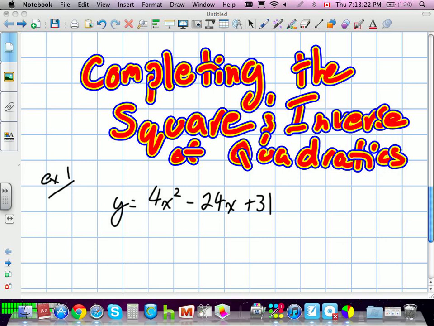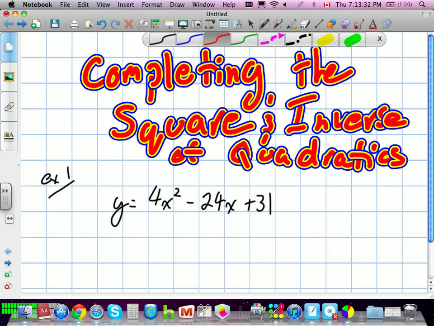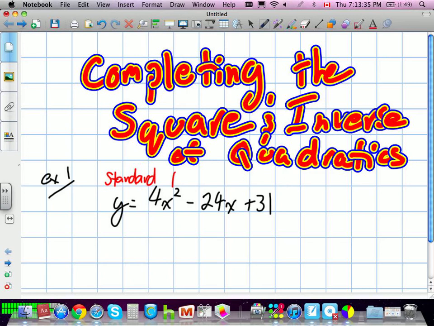Okay, so we're going to do completing the square and inverse of quadratics. Very first thing we're going to do is work on completing the square. So what completing the square is going from this form here. This is standard form. Okay, standard form of a quadratic.